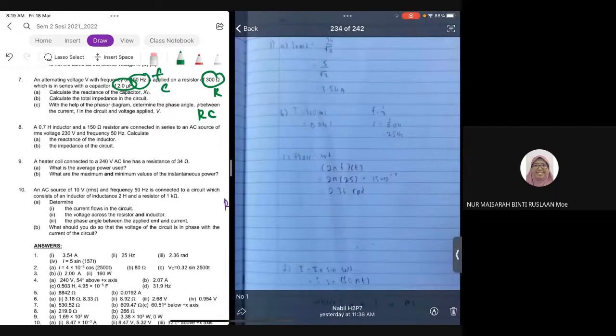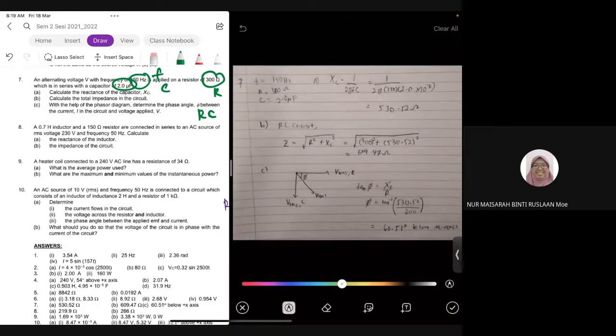Bagus kawan awak buat yang ni. Okay, lepas tu dia suruh pertama A, calculate the reactance of the capacitor. So they ask you to find XC. So XC sama dengan 1 over 2 pi FC. So F is already given, 150.